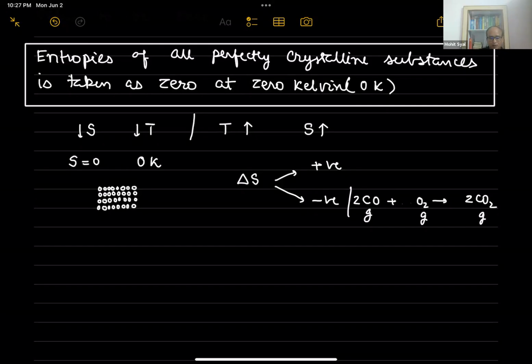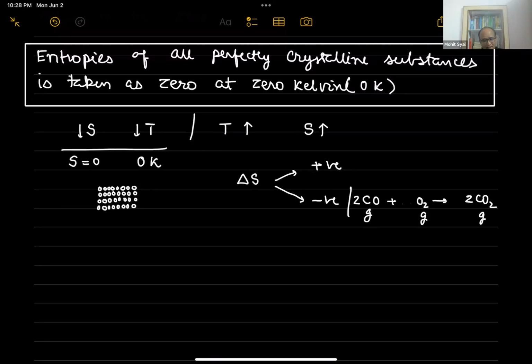How many moles of gases were there in the beginning? 3. And how many moles were there in the product? 2. So entropy has decreased due to chemical change.